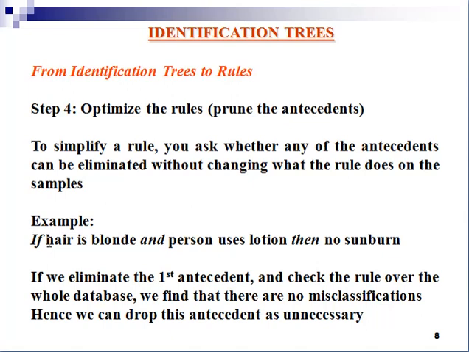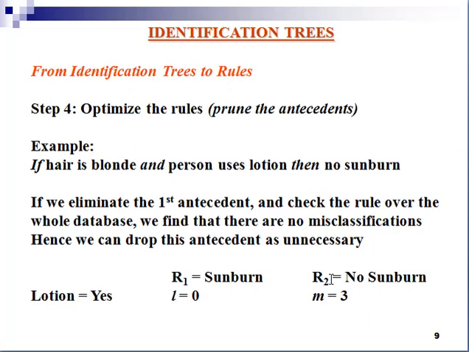So hence we can drop this antecedent as unnecessary, and I can perform this check on all of the remaining rules, and I can see that if an antecedent is performing no role in the correct or misclassification, then we can remove that, because the ultimate goal here is to have correct classification with minimum antecedents, and this is also known as pruning the antecedents.